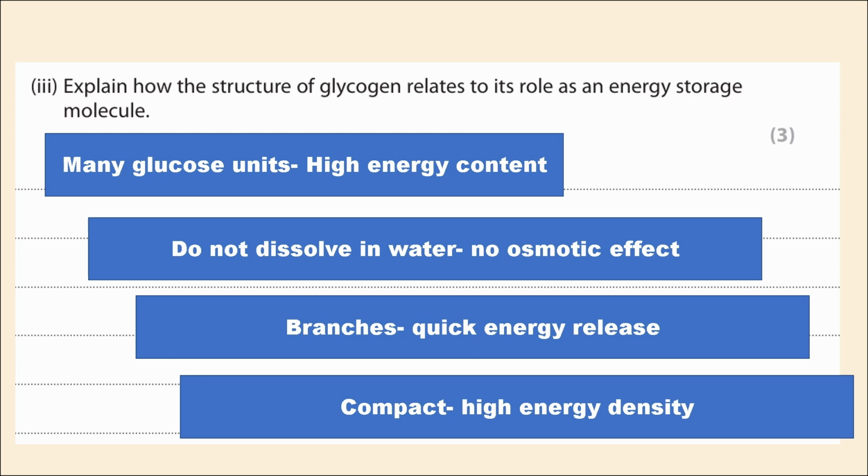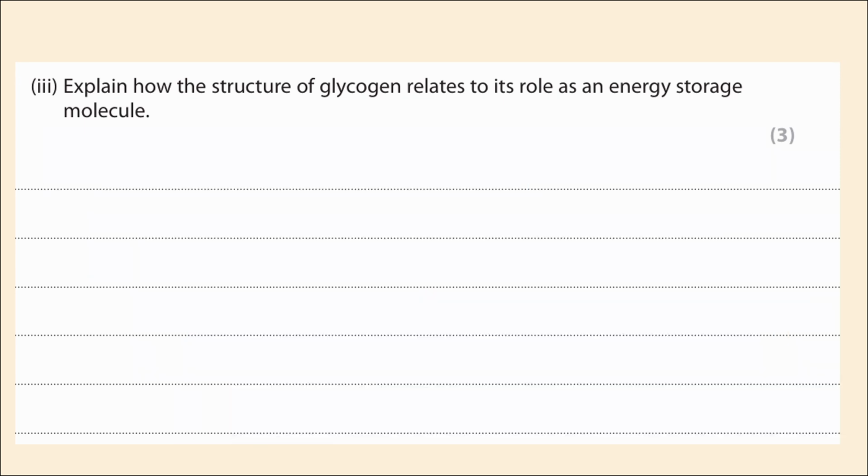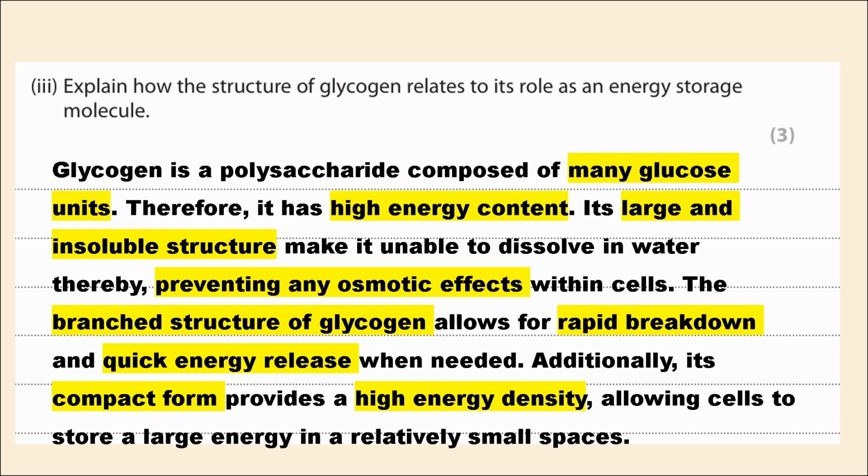So in summary, glycogen is a polysaccharide composed of many glucose units, and therefore has high energy content. Its large and insoluble structure, branched form for quick energy release, and compact nature all contribute to its effectiveness as an energy storage molecule. So you can give your answer like this.